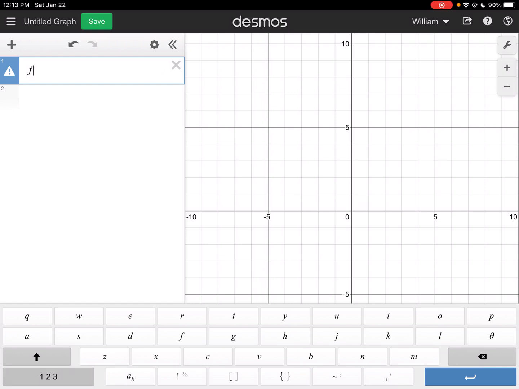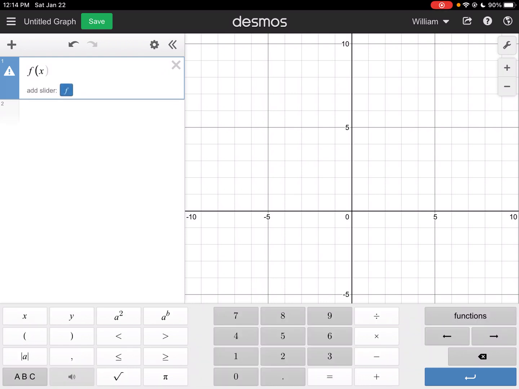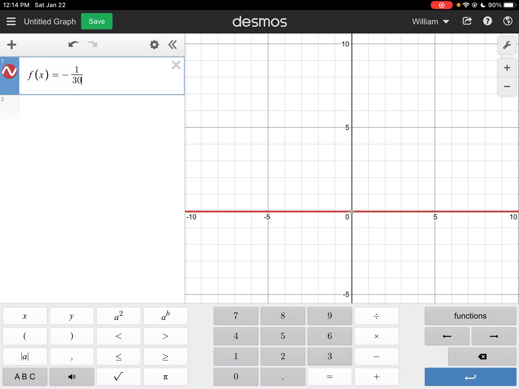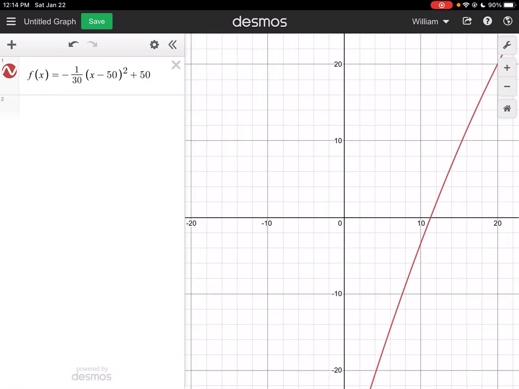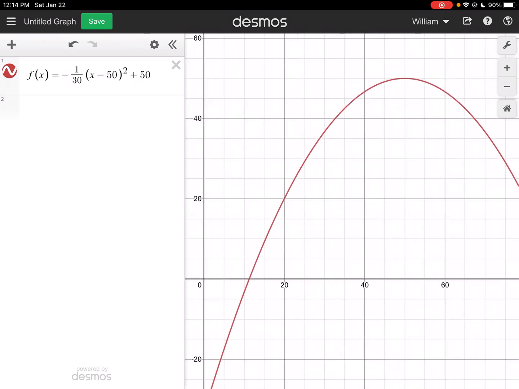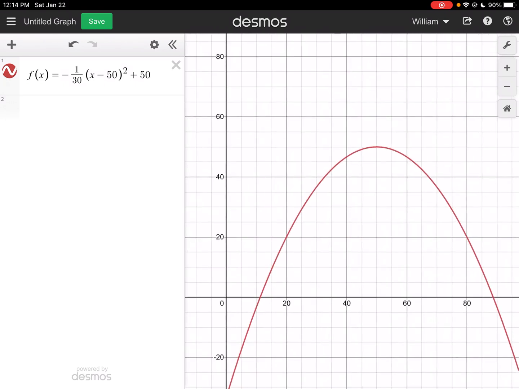I'm going to say my vertex form, so f of x equals negative 1 over 30 times, parentheses, x minus 50 squared, and then plus 50. And so I want to be able to see my graph, so I'm going to adjust my window so I can see my graph. I want to be able to see up to 70, so I'm going to adjust my graph there.